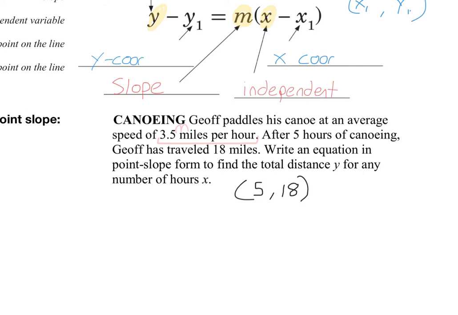Write an equation in point-slope form to find the total distance y for any number of hours x. They want us to write an equation, but they did not tell us where he started. We have no information about the y-intercept. But guess what? We don't care. We're using a different form of linear equations, so we can still write an equation with this information.